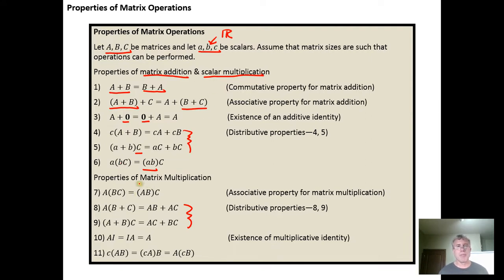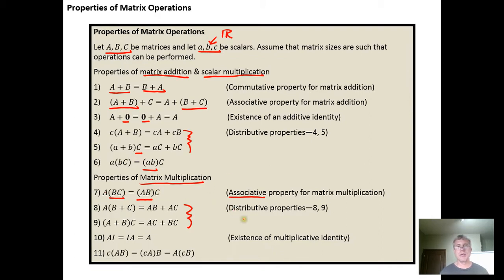So, properties for matrix multiplication. Matrix multiplication is associative. So if we have the product of three matrices, we can multiply the second two matrices first and then the result of that product by the first matrix, or we can group the first two matrices and then multiply the result of that product by the third matrix.